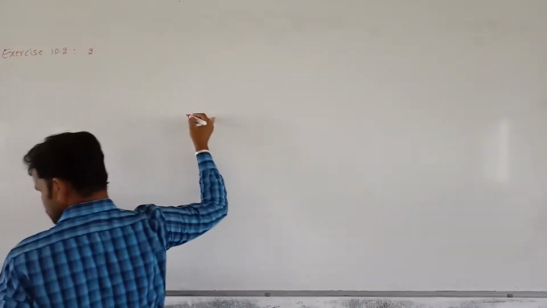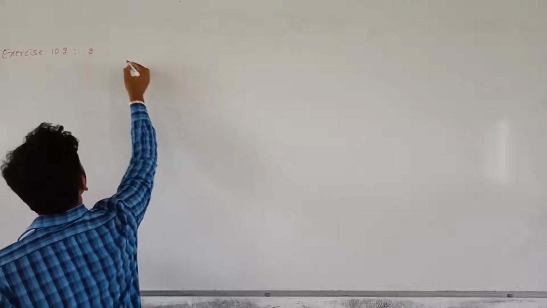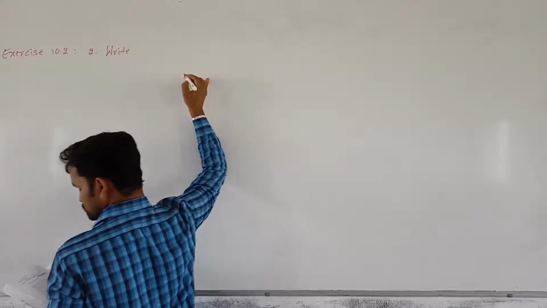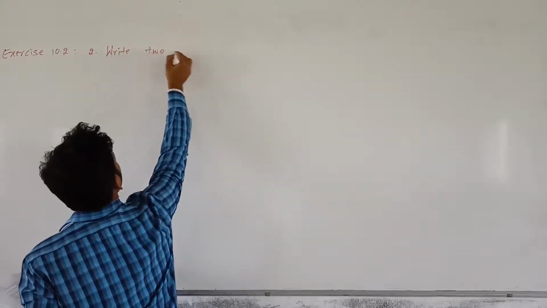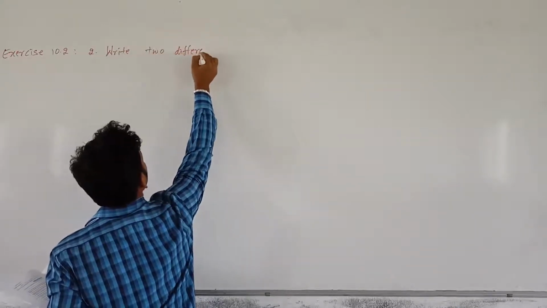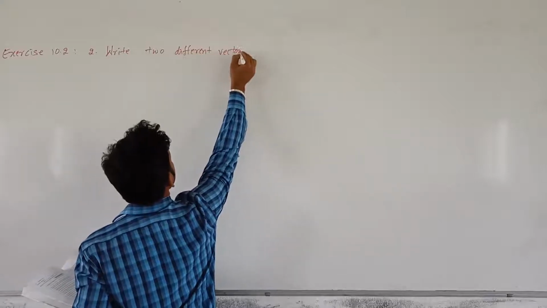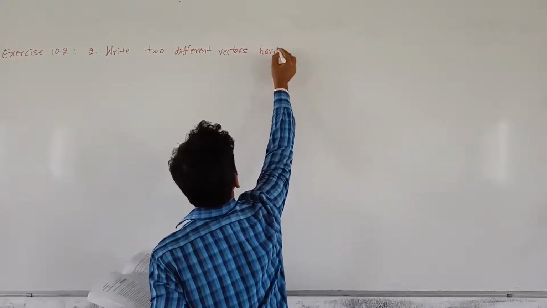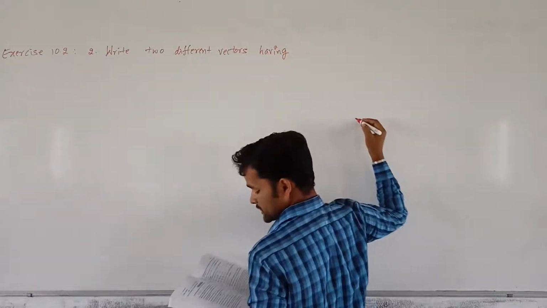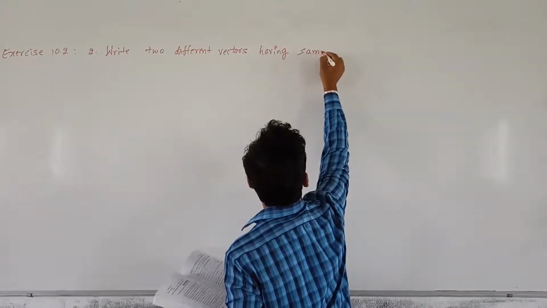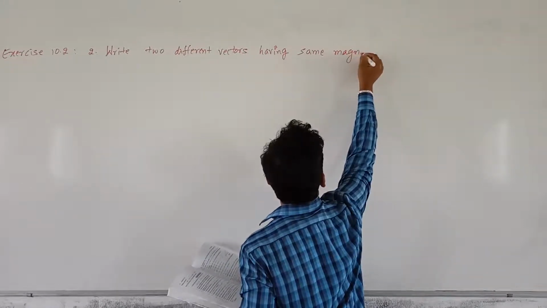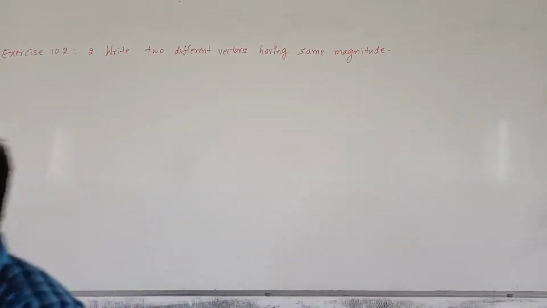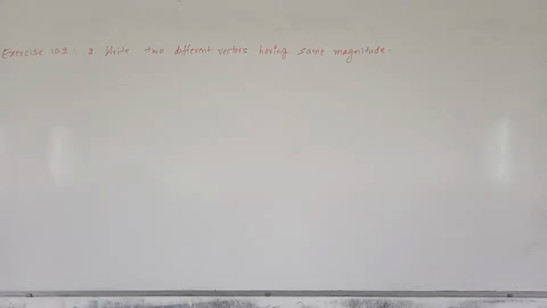Exercise 10.2, question number 2. Write two different vectors having the same magnitude. See, they are talking about different vectors having the same magnitude.